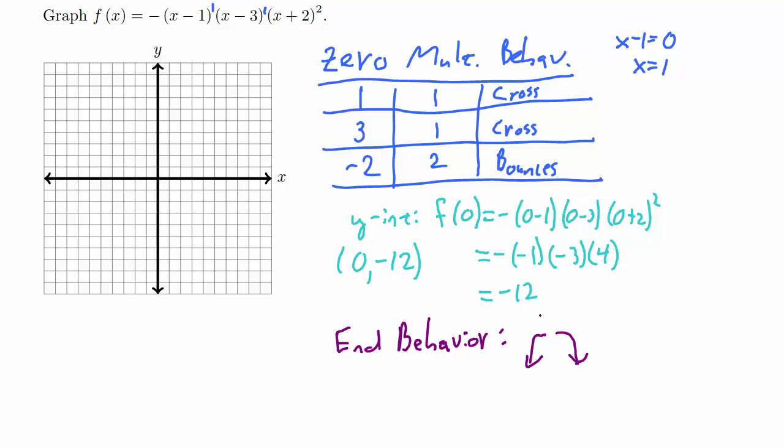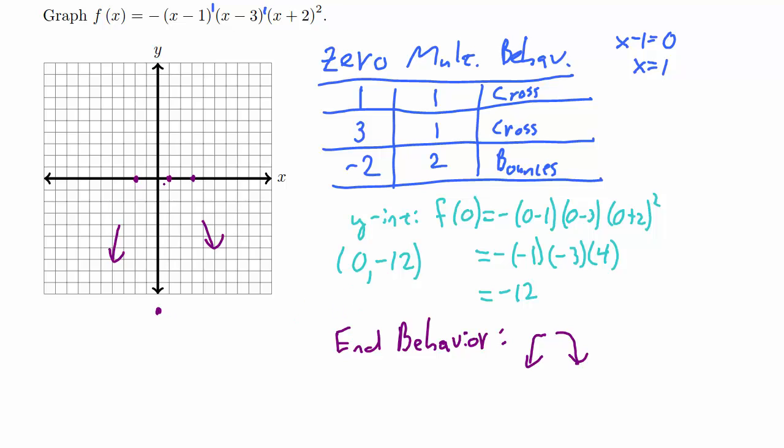Now all we do is we graph. So plot the 1, plot the 3, and plot the negative 2. Notice it's going down to the left and down to the right, and the y-intercept is 0, negative 12. Now this only goes down to 10 for me, so I'm just going to estimate where the 12 is, somewhere about right there.